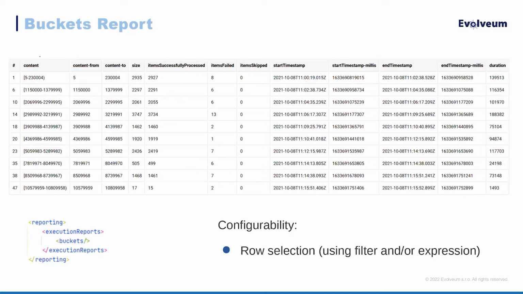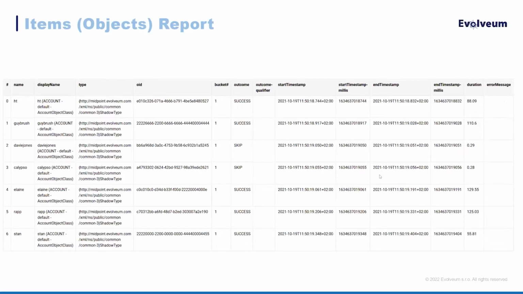For all those reports, you can select which rows should be put into that file or which columns you are interested in. The flexibility is quite high there. The same can be seen at the level of individual objects. Here is the object number, some kind of identification of the object, bucket number, and the outcome, success or skip or failure, start timestamp, again, duration in milliseconds, and error message if any. Well, this level of report usually should be enabled only if really needed.